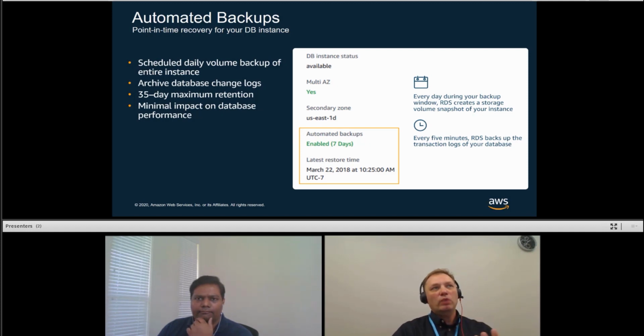Now, the way we build our backups is that we take a full EBS snapshot every day, and then we take T-log backups every 5 minutes. So that gives you an idea of the granularity for the point in time restore function that's available on RDS. And again, you can pick any number of days, anywhere from 0 to 35, and 7 is the default.